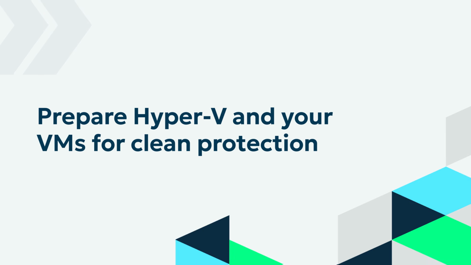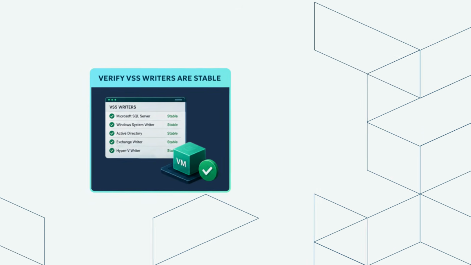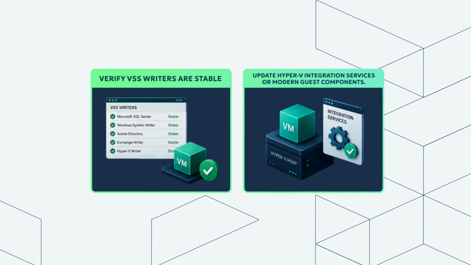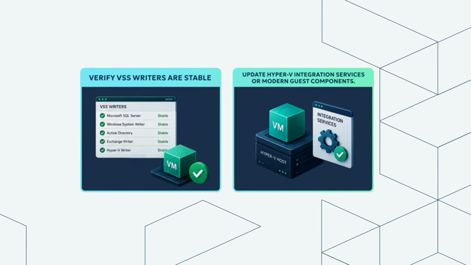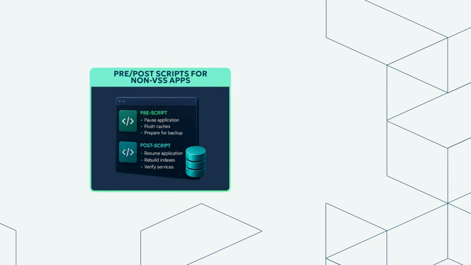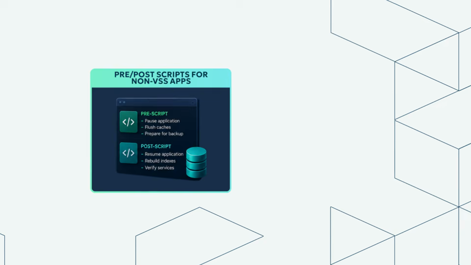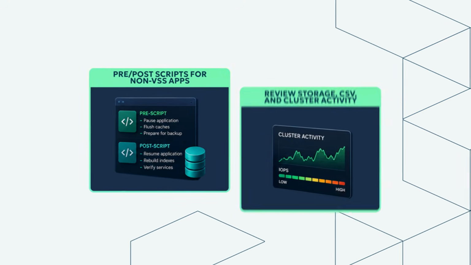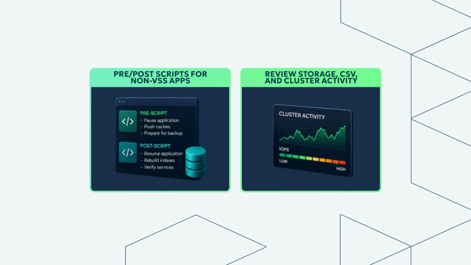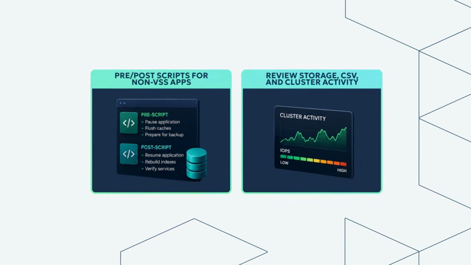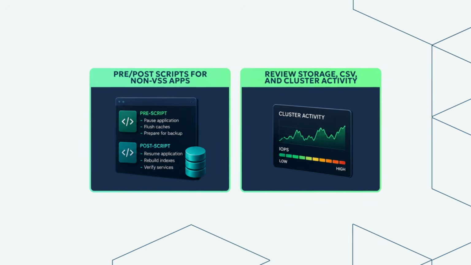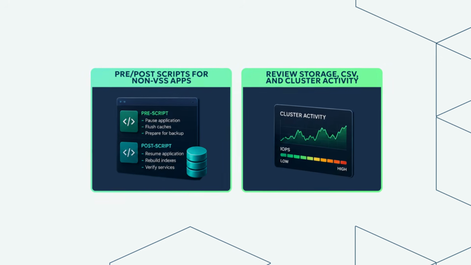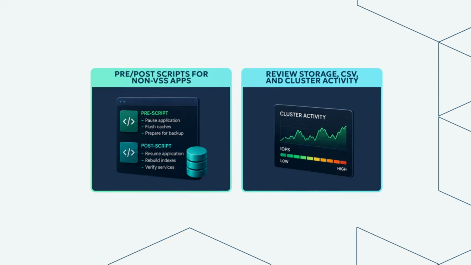Prepare Hyper-V and your VMs for clean protection. Verify VSS writers are stable and update Hyper-V integration services or modern guest components. If an app lacks native VSS support, configure pre- and post scripts. Review your storage layout, CSV configuration, and cluster activity. High I/O periods can introduce snapshot delays or temporary pauses, so adjust backup windows accordingly.